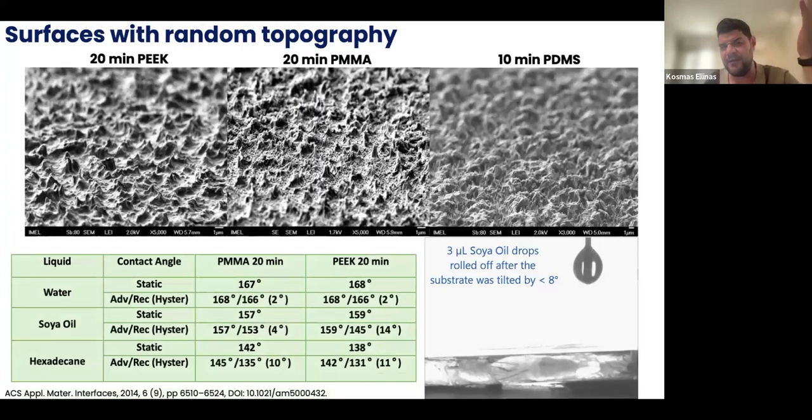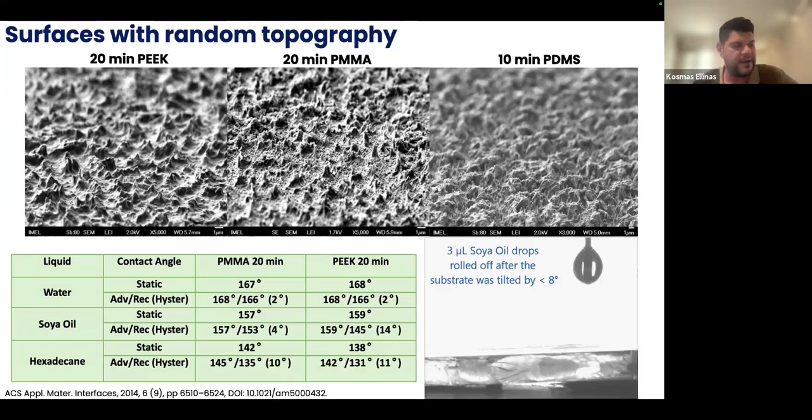The same can be done in other materials. Here is PEEK, which is a ketone. Here is an acrylic type of material, PMMA, and here is an inorganic polymer, PDMS. So by applying, again, this powerful technique of plasma processing, I can create a wide range of different topographies on this kind of material. And as you can see here, I can repel very easily water, but also oils and reagents. And here we have the behavior of a soya oil drop on this kind of surface.